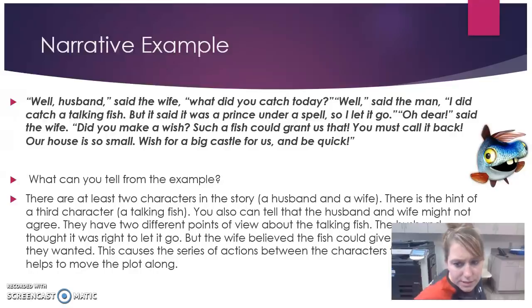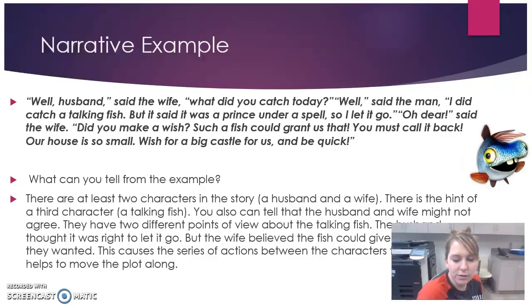The big thing to notice is that just from a few lines of dialogue, we can tell a lot. So we can tell there's at least 2 characters. There's the husband and the wife. There's a hint of a third character, maybe the talking fish. Does it come back? We don't know. But there's definitely some involvement of a talking fish.